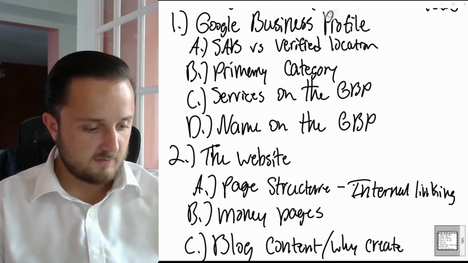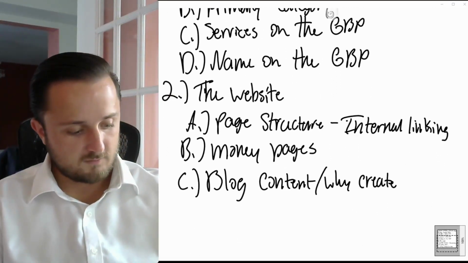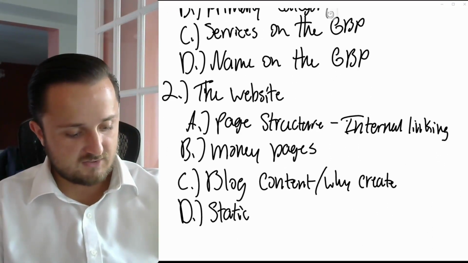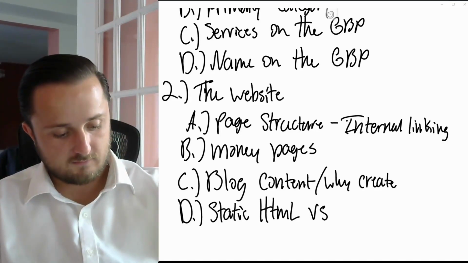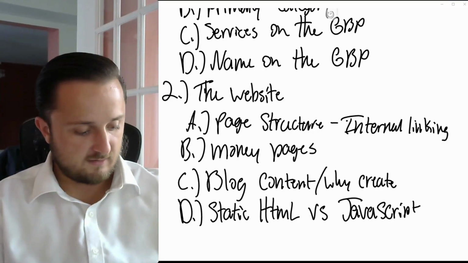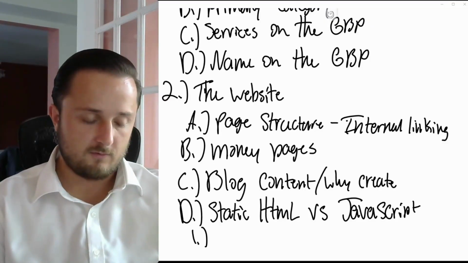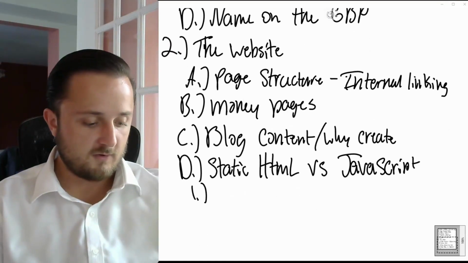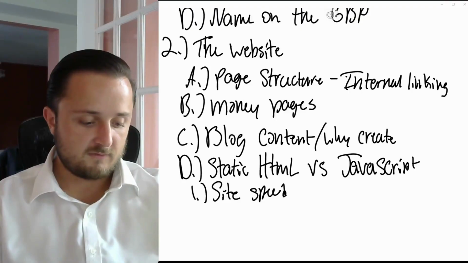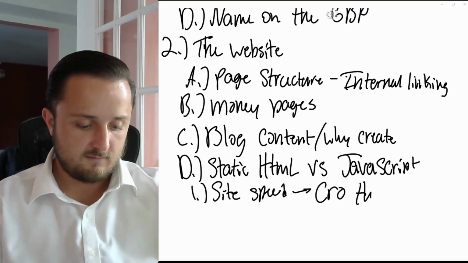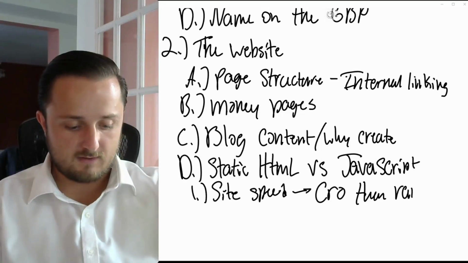and then that'll be it for the website. Oh, we'll talk about static HTML versus JavaScript, and then a sub point under the static HTML versus JavaScript for a roofing company. We'll talk about site speed. This will be more of a CRO than a ranking factor.